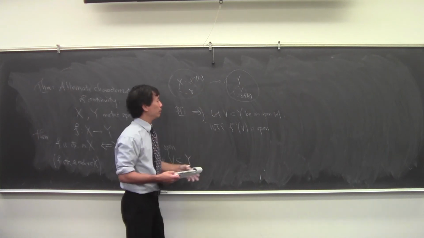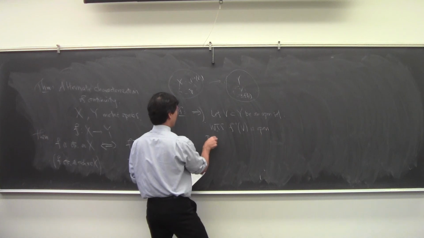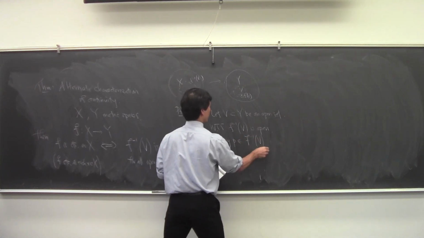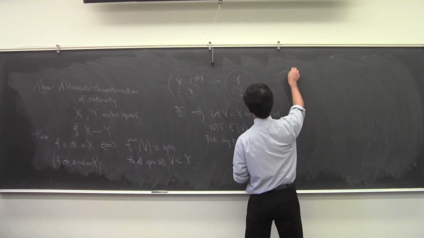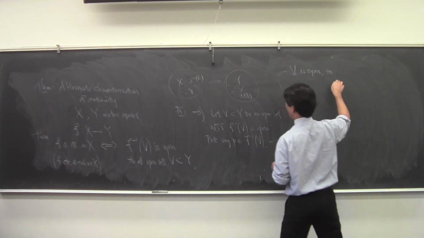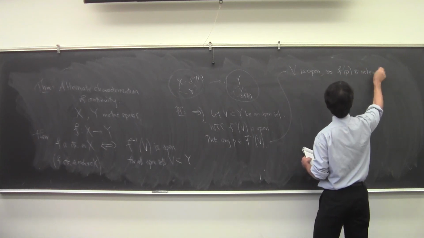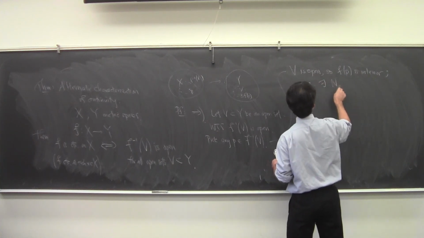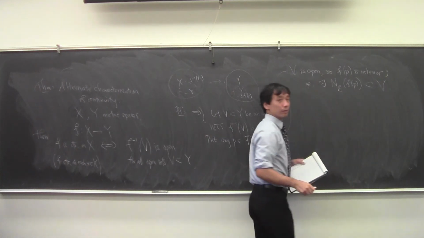Let me write it down. Pick any p in f inverse of V. Then since V is open, f of p is interior, i.e. there exists an epsilon neighborhood around it that's contained inside of V.